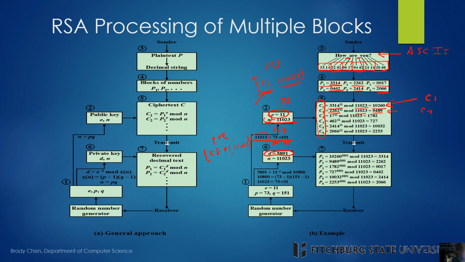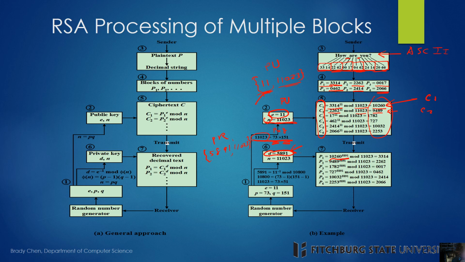Now on the receiving side, we basically transmit the numbers C1, C2, C3, C4, C5, and C6. These are the numbers we're going to transmit to the receiving side. Once the receiving side receives each number, to decode it, the receiving side needs to do this math. The first one is 10260, so 10260 to the 5891. Remember, 5891 is the private key.